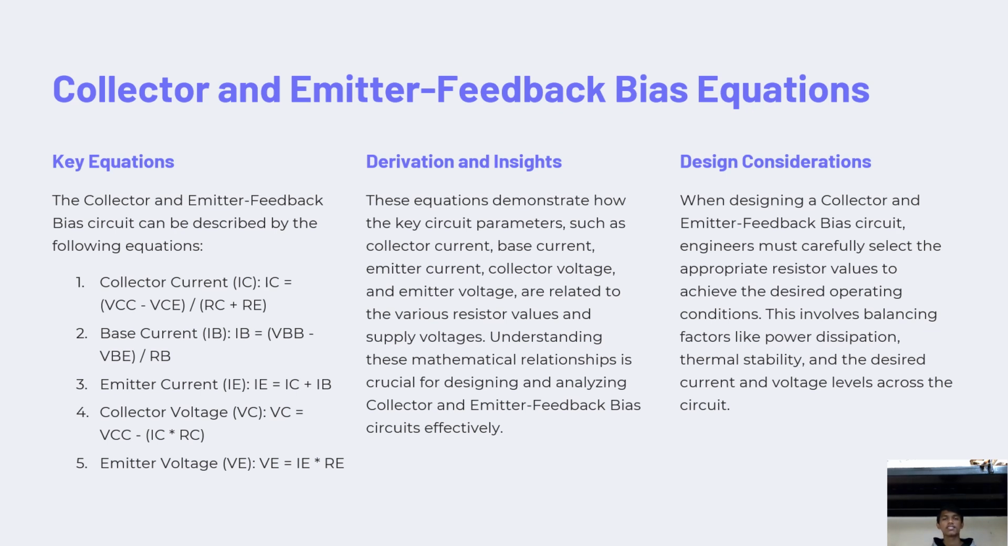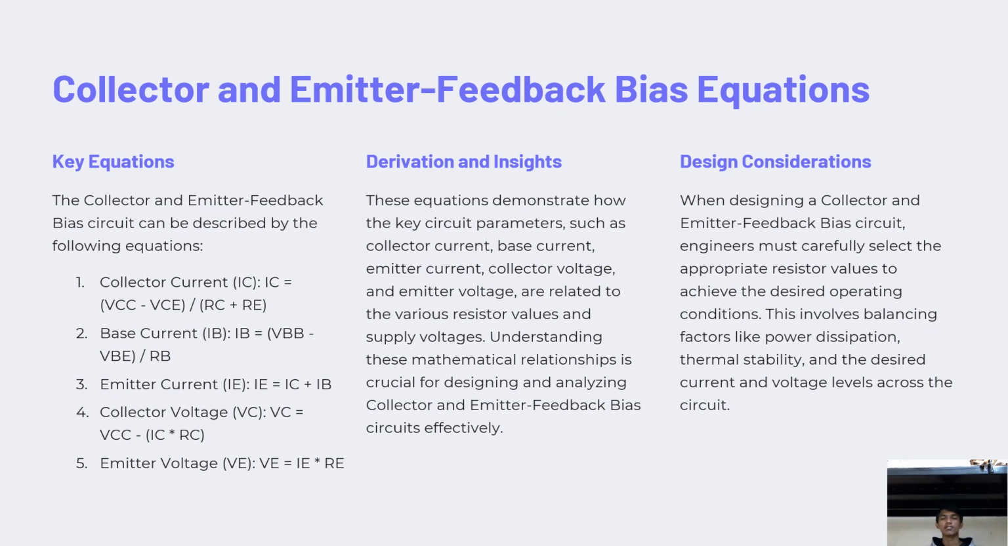Derivation and insights. This equation demonstrates how the key circuit parameters such as collector current, base current, emitter current, collector voltage, and emitter voltage are related to the various resistor values and supply voltage. Understanding this mathematical relationship is crucial for designing and analyzing collector and emitter feedback bias circuit effectively.